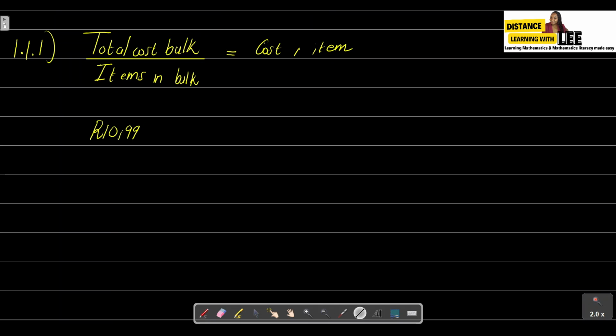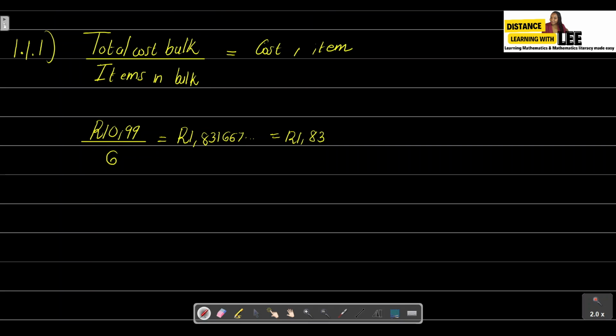Then the items in bulk: how many yogurts are there per pack? It's 6 yogurts. So if you take 10.99 and divide it by 6, you'll get that the item cost of one yogurt is 1.831667, and it goes on and on. If you round this off to 2 decimal places, you'll find that it is 1.83. So that is how they got to the item cost of 1 rand and 83 cents.